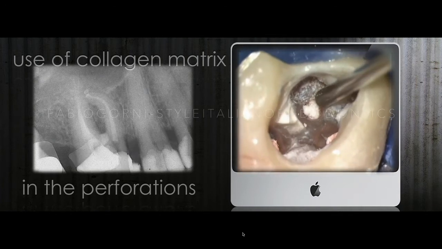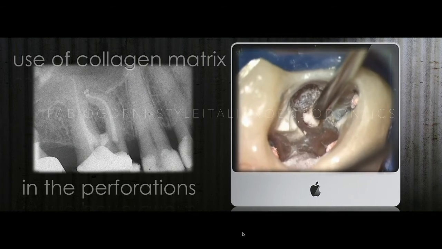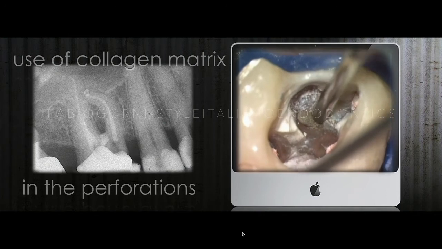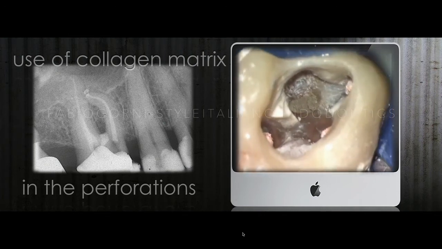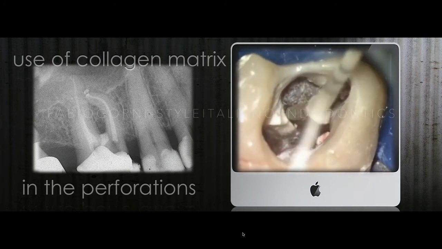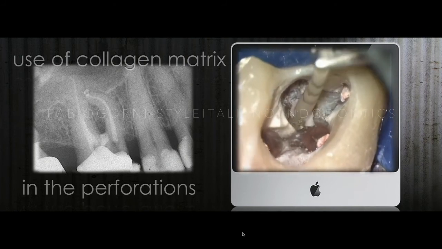And this is the final result. As you can see, the material is completely inside of the root, and the shape of the material is completely flat. The reason is a perfect barrier outside of the root.